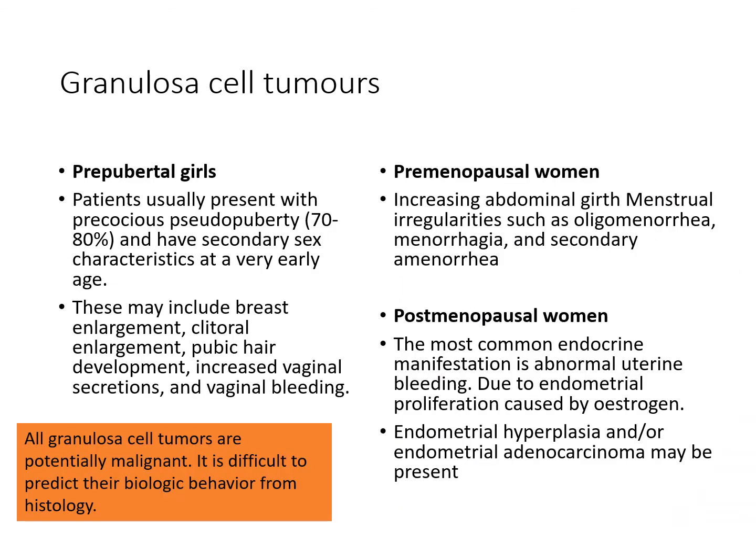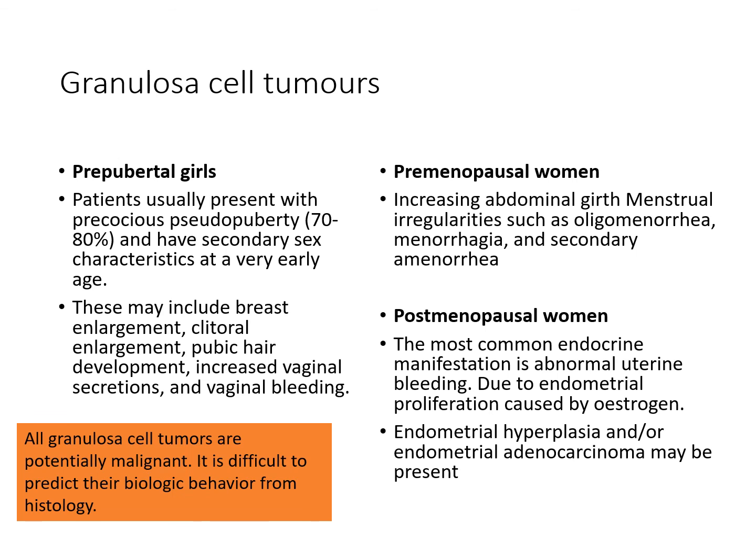Granulosa cell tumors can produce three different types of clinical features depending on the age of the patient. In girls who has not reached puberty, the patient may present with precocious pseudopuberty and have secondary sex characteristics at a very early age. In premenopausal women, they cause increasing abdominal girth, menstrual irregularities such as oligomenorrhea, amenorrhea, or menorrhagia.